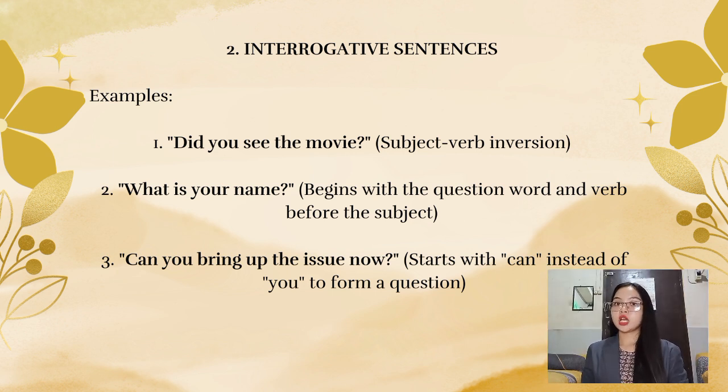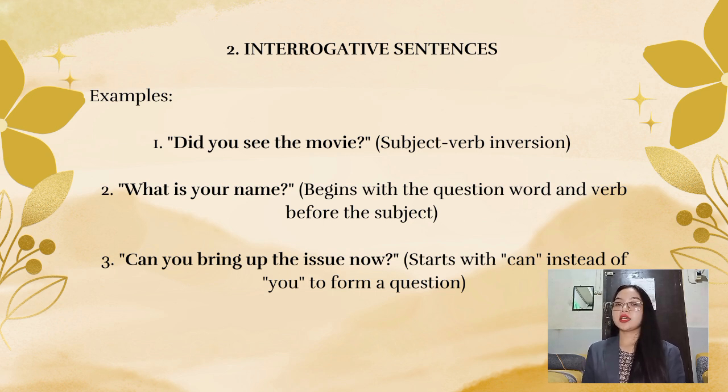Question words. Questions beginning with words like what, where, when, why, who, or how usually place the question word at the beginning, followed by the verb, then the subject. For instance, example 2, what is your name? What starts the question, followed by the verb is, and then the subject, your name.